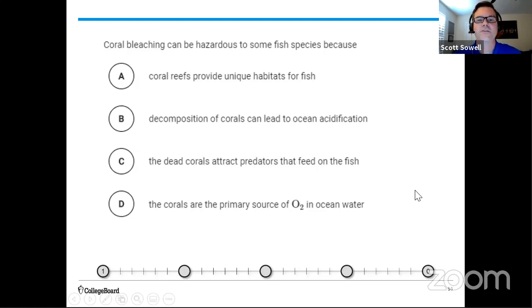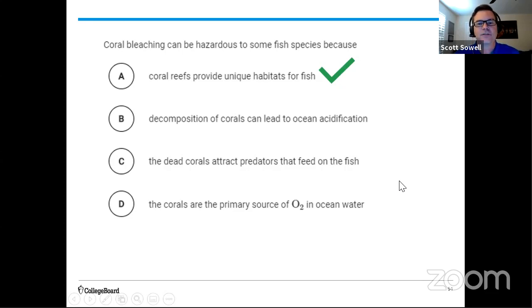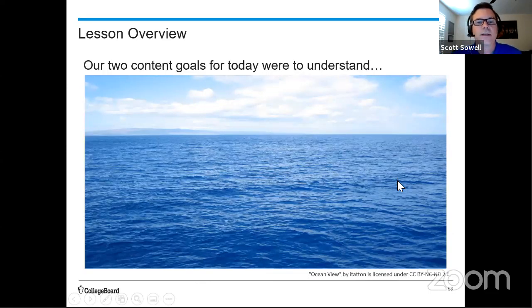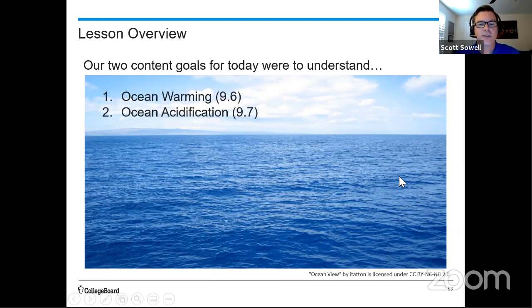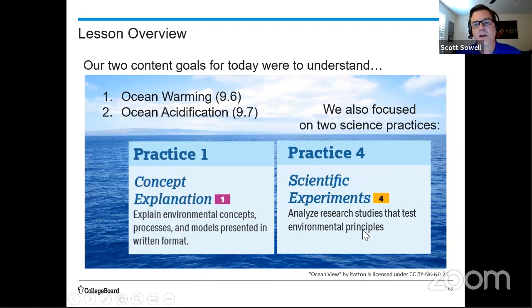Next question, coral bleaching can be hazardous to some fish species because... And the answer to that would be A, big habitat for fish. So in summary, here's where we wanted to go today. We wanted to talk about ocean warming, and we wanted to talk about ocean acidification and practice these two skills. Scientific experiments we did through looking at Dr. Palumbi's work in American Samoa, and then concept explanation we'll look at now.